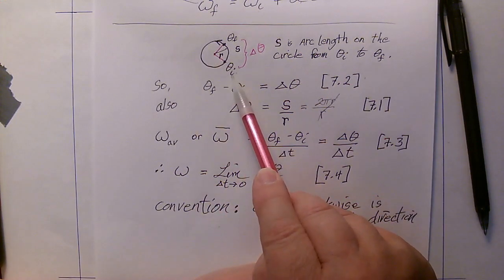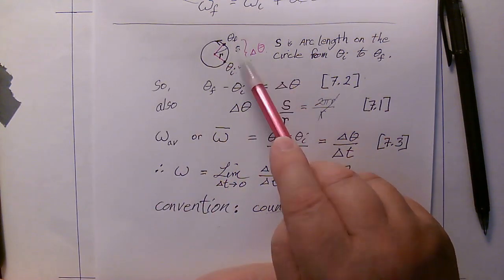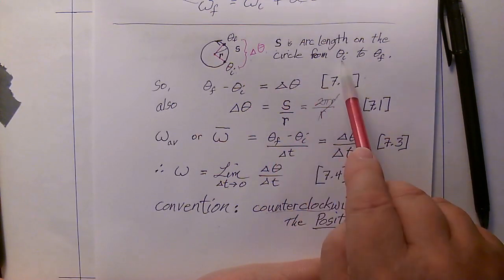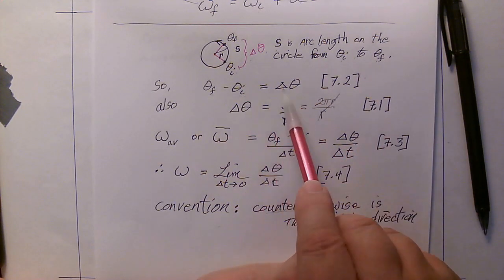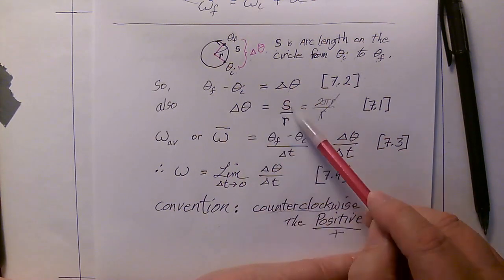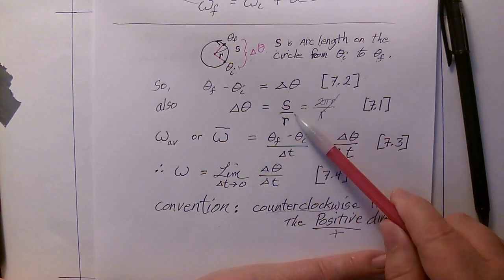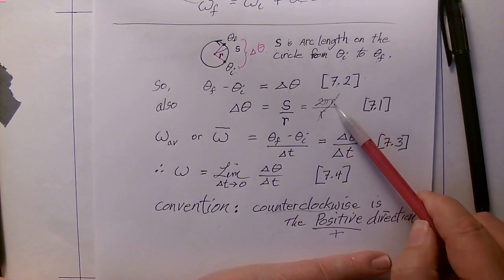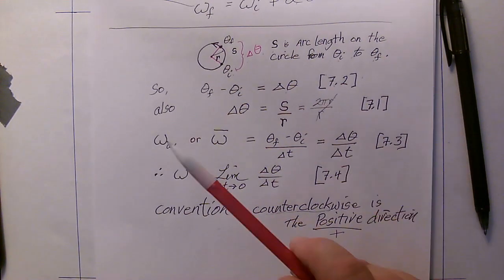in theta, and a final position in theta. So that's a delta theta. This is an arc length called s on the circle from theta i to theta final. So theta final minus theta i is delta theta, which is 7.2. And that delta theta is the arc length divided by the radius. So suppose we go one complete revolution around the circle center, then that's 2 pi r divided by the radius, and we get 2 pi, which would be delta theta in that case.